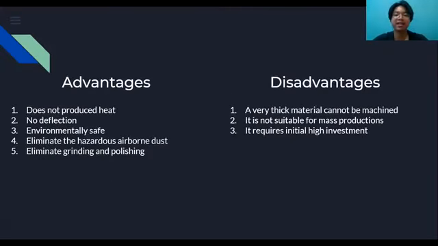These are the advantages and the disadvantages of using water jet machining. The advantages: the first one, it doesn't produce any heat. Then it produces no deflections, and it is environmentally safe. That eliminates hazardous airborne dust. Then it eliminates grinding and polishing.